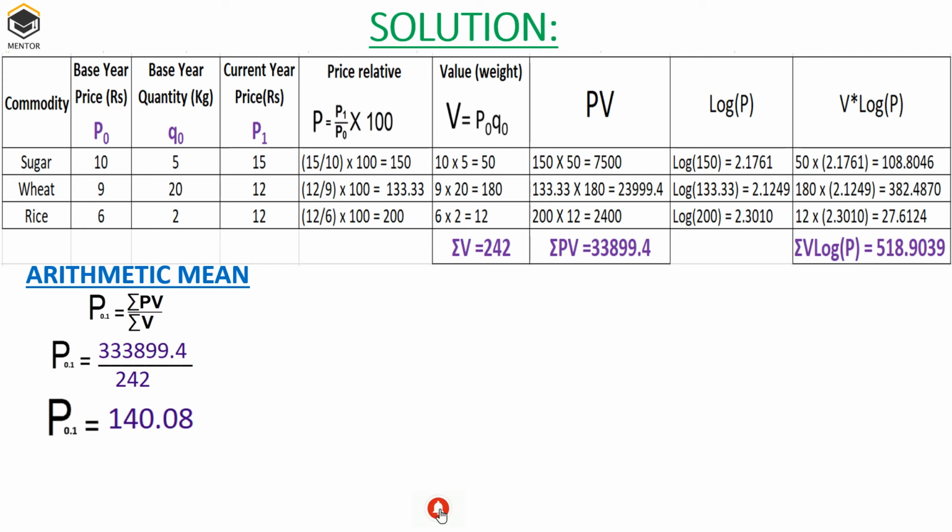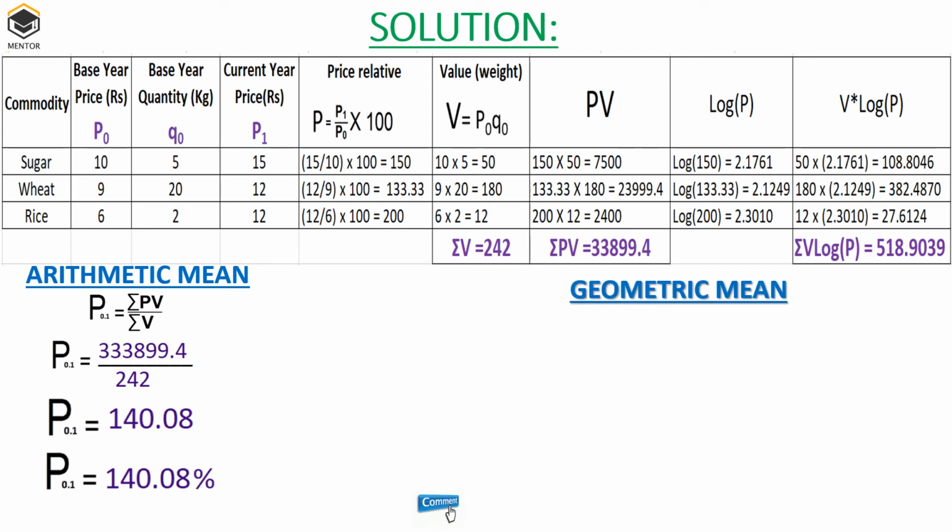Clear? So next, what is the formula for geometric mean? This 140.08 I have to represent in percentage. The geometric mean formula I am having is price index of the current year based on base year is equal to antilog of summation V log P divided by summation V. So this is my formula of geometric mean.